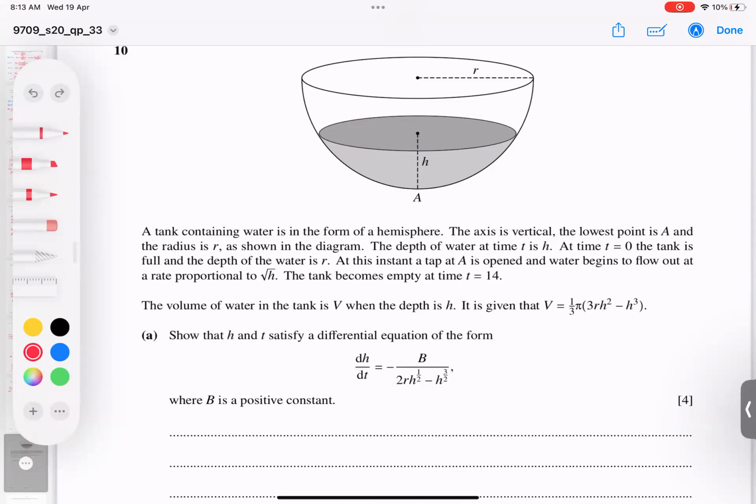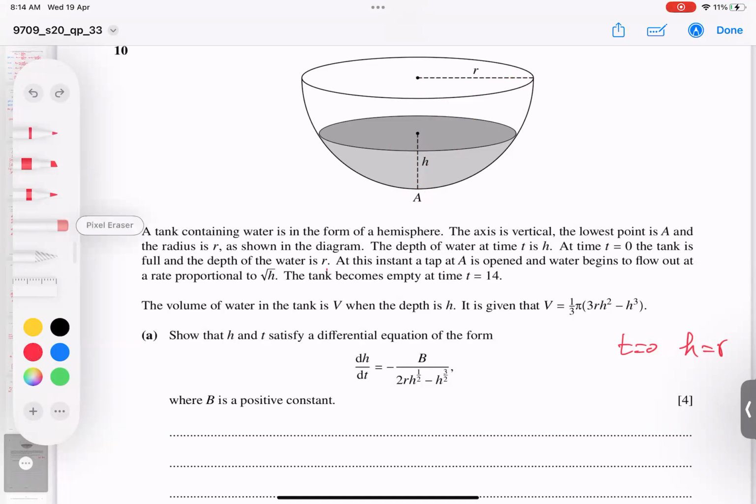You mentioned that there is one lowest point A, and the depth of water at the starting time we can represent as H. When time is 0, the tank is full. What does it mean? It means when time was 0, height was equal to radius. How come? Because look here, radius, radius, radius. If the water is full, then height h and radius are equal to each other. That is why I mentioned that when time was 0, radius and height are equal to each other.